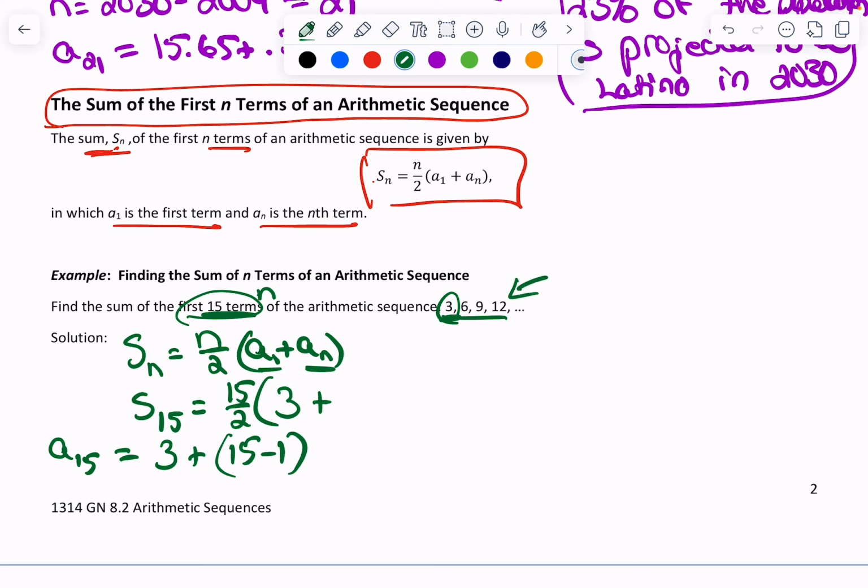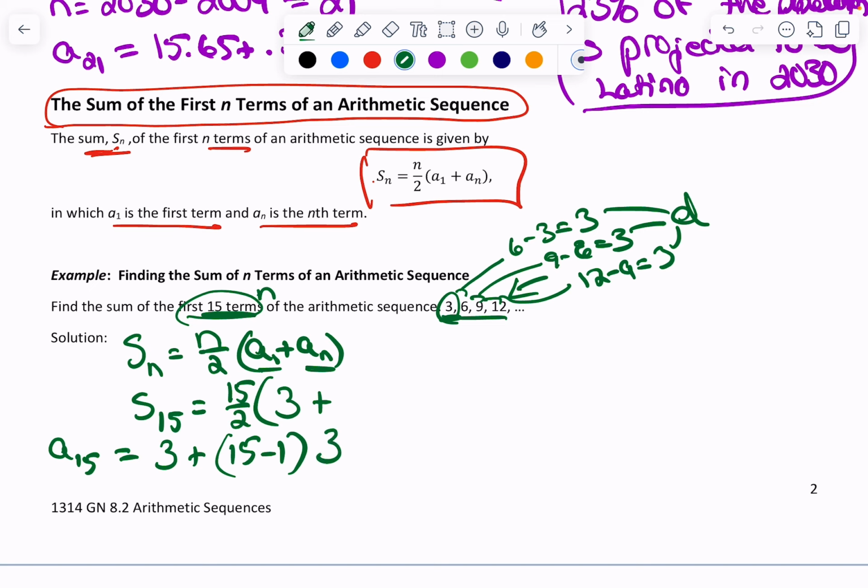Well, if we take 6 minus 3, we get a 3. 9 minus 6 is 3 again. 12 minus 9 is 3. So that has to be our common difference because the difference between all the terms is 3. So our d is 3, so we're going to put 3 here. Okay, so we're calculating the 15th term, which is 3 plus 14 times 3, which gives us 45.